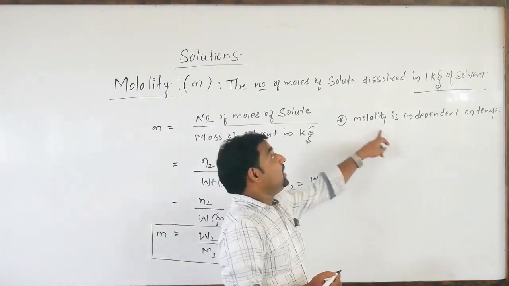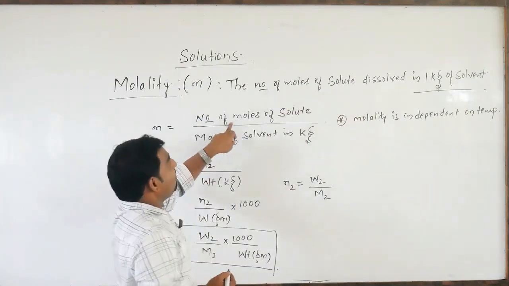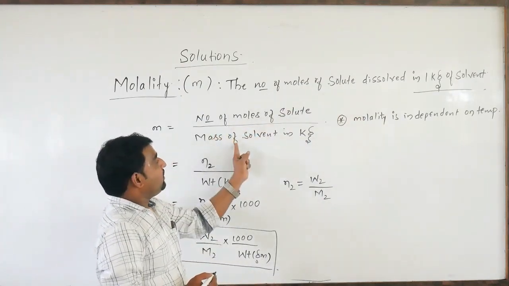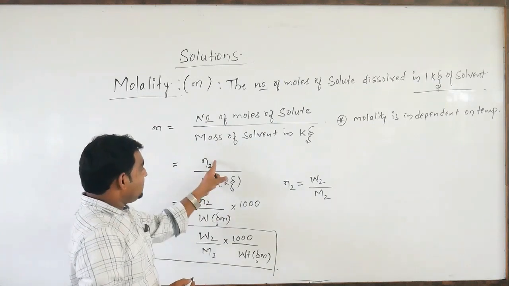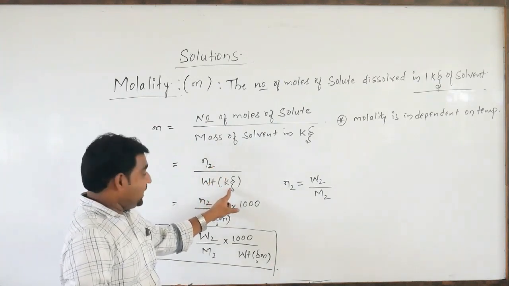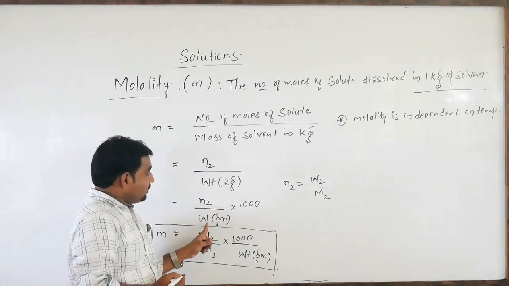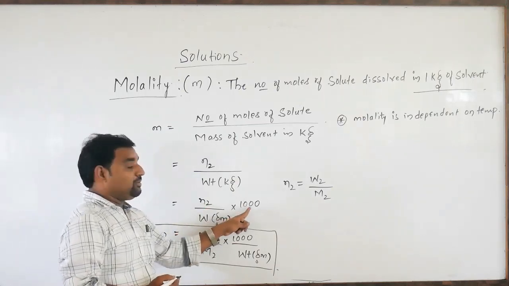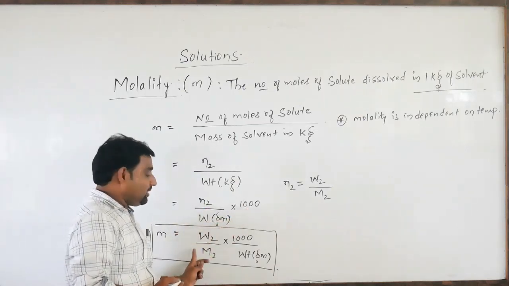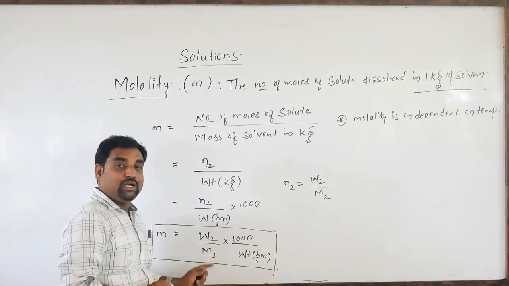This is about molality, very simple: the number of moles of solute dissolved per kg of solvent. So that is N2 divided by the weight taken in kg. N2 is the number of moles of solute. If you take the weight in grams, you have to multiply by 1000. So now we get the final formula to calculate the molality.